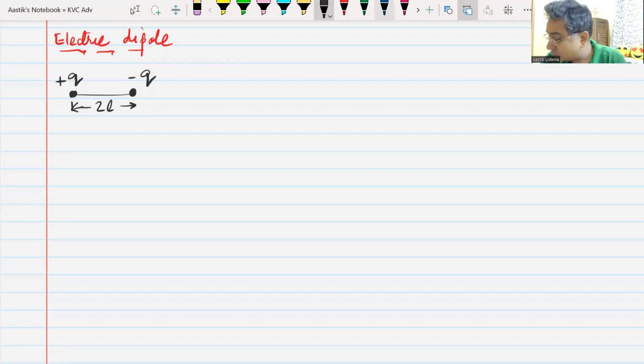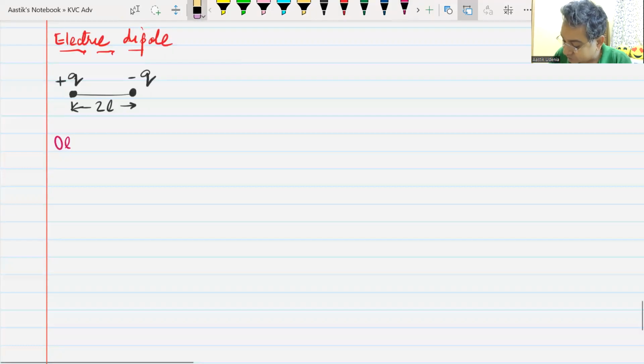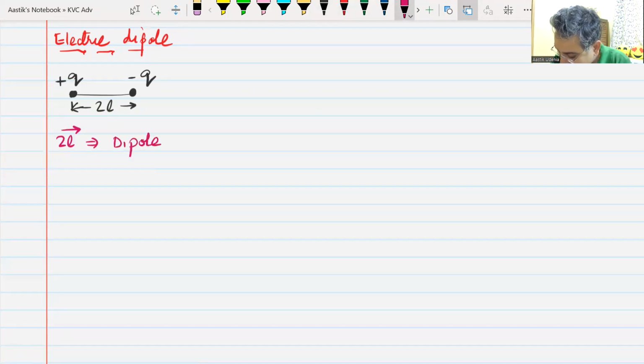This 2L, so you can just write it fast. This 2L vector, this 2L is a vector. This is known as the dipole axis. And it is directed from where to where? It is directed from negative charge towards the positive charge. Do we understand this? Yes, sir.